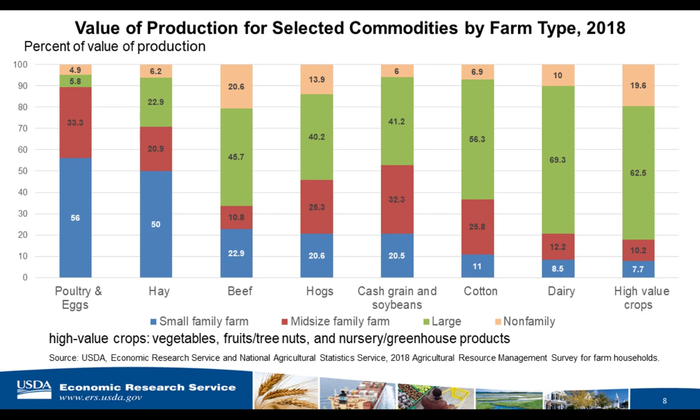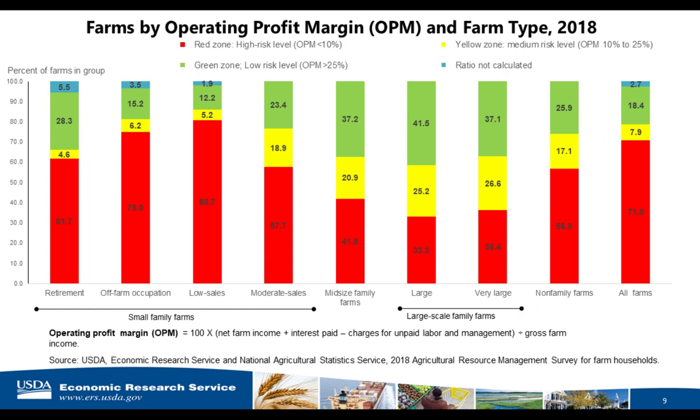Now we're going to look at the operating profit margin by typology. So the operating profit margin, or OPM, measures the ratio of operating profit to gross income. Operating profit is net income plus interest minus an adjustment for unpaid labor. It is used to measure the resources available to fund a farm's business capital. Farmers with a low OPM may be at a higher risk of financial stress. This figure breaks OPM into 3 risk categories.